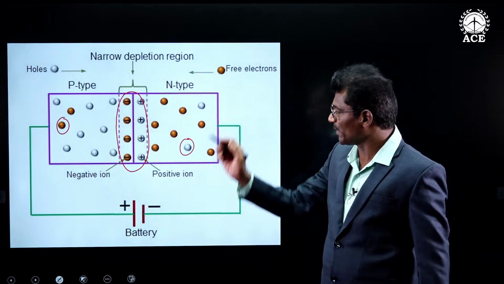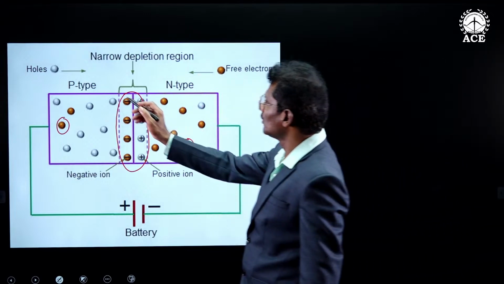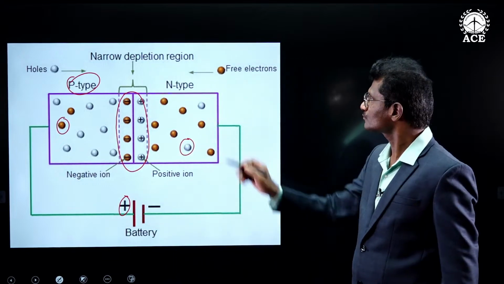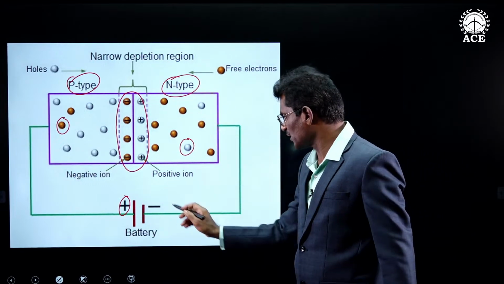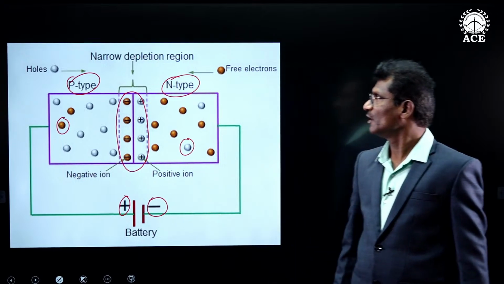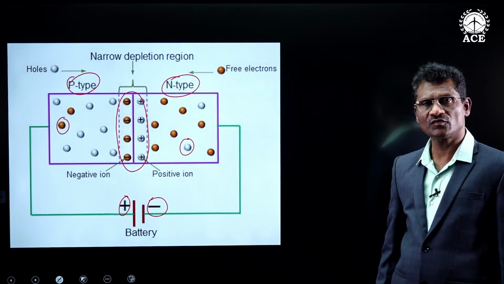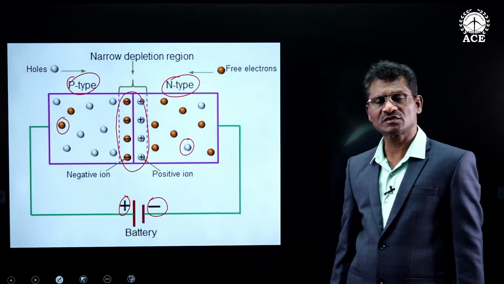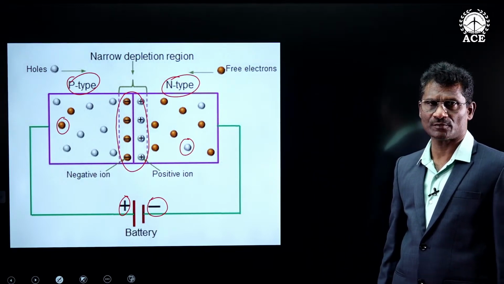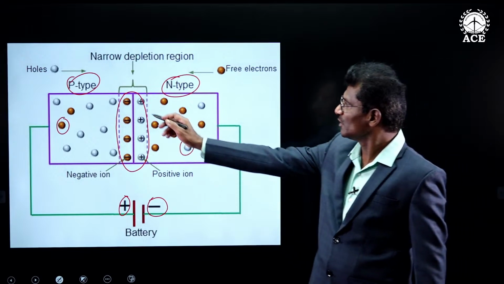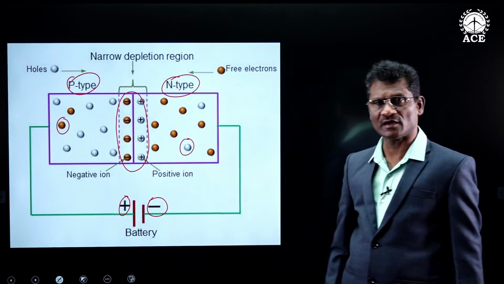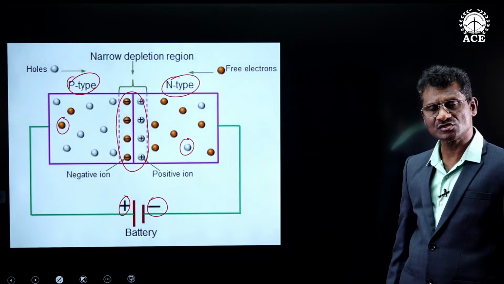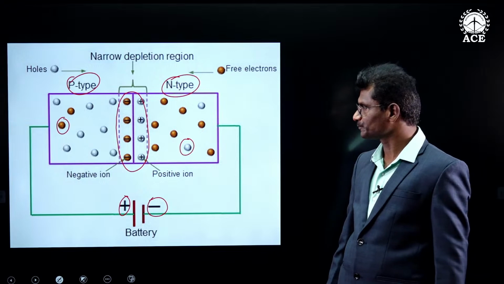In a forward bias diode, if you observe here, positive supply is given to the P side and negative supply is given to the N side, and hence the diode is under forward bias condition. In a forward bias diode, the width of the depletion region is narrow, and hence the number of immobile ions is also less, and hence resistance will also be less.